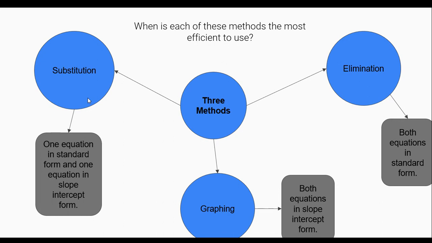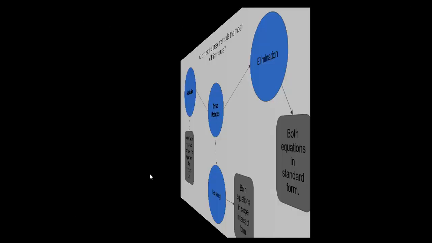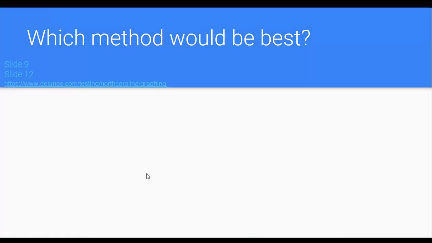If you need to go back and review what these forms are, you might pause this video, take a second to go look back at your notes. Elimination is your most efficient method for solving a system when both of the equations are in standard form. Okay, so let's see if you can decide which method would be best for solving this system of equations. Would it be graphing, substitution, or elimination?